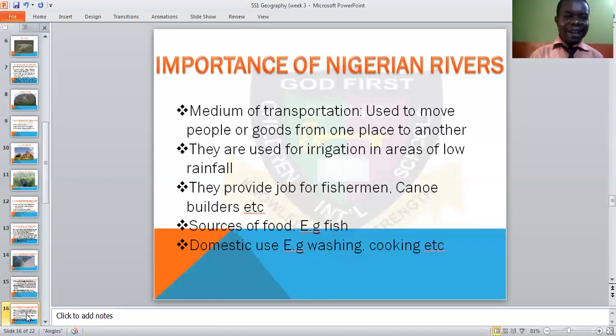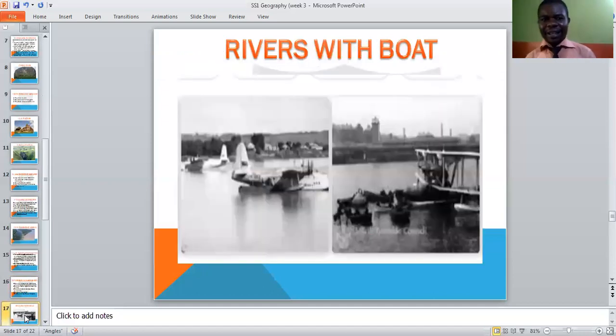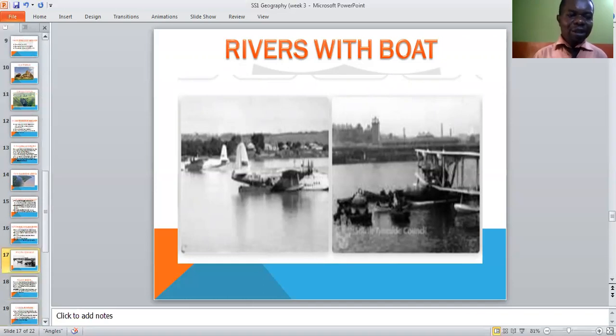These are the importance of Nigerian rivers. This is one of the importance. This is a canoe or a boat. This is a river. The people that build this boat or canoe make money from it. That's income. Then it is used to carry people for transportation. This is another one here. Even here is the shore where the canoe stops. People build them and they also make money from it. That is what they do as their job.